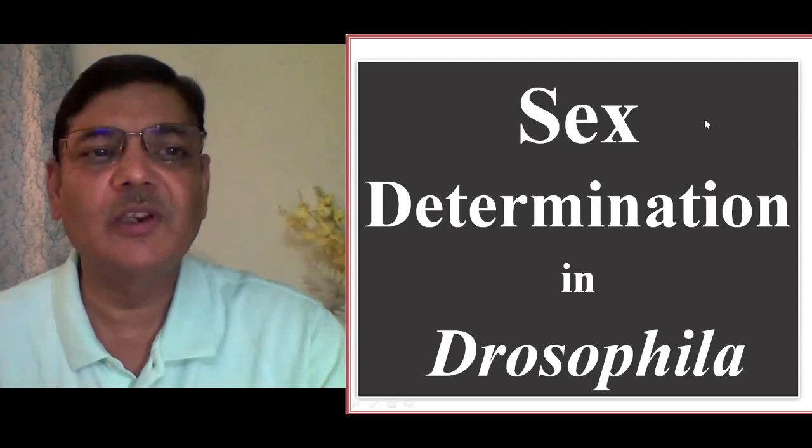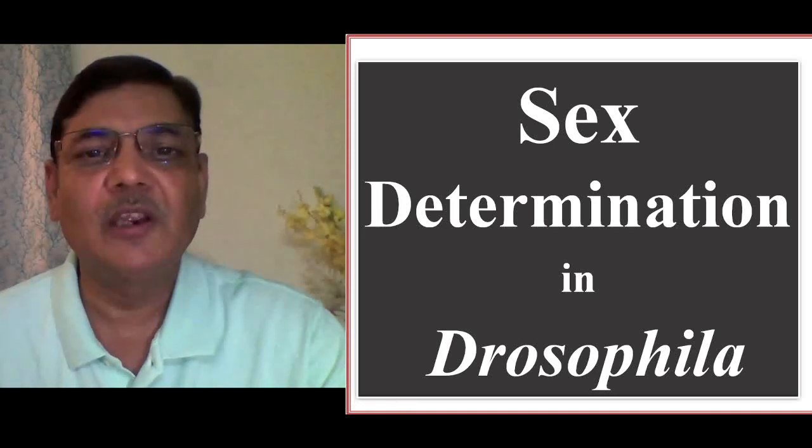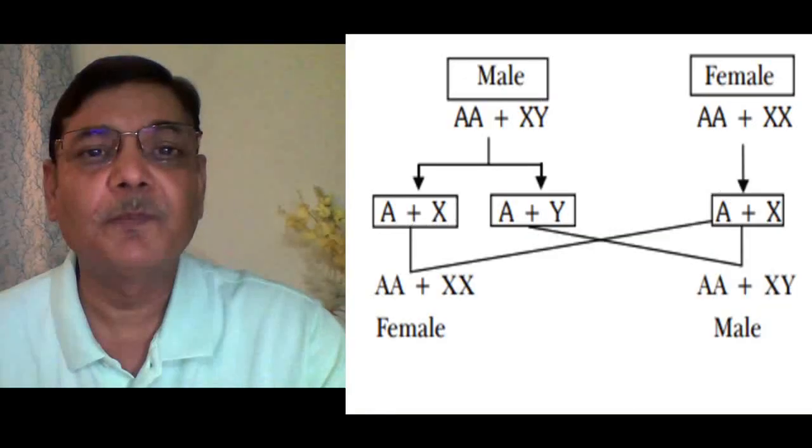I'm going to discuss sex determination in Drosophila. Like humans, in Drosophila also, XY sex chromosomes are there. Males are actually XY types and females are XX types. But the mechanism of sex determination in Drosophila is very much different from humans. Let us try to understand the important mechanisms of sex determination in this particular organism.